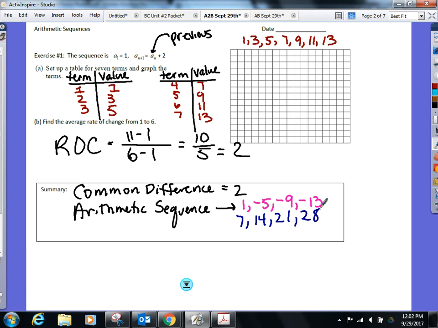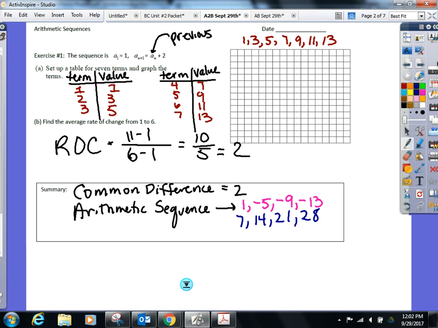All right, I won't ask another group. But does everyone see what makes a sequence arithmetic? And what you're adding, we're going to call not the rate of change, but the common difference. All good. Questions? All right, let's move.